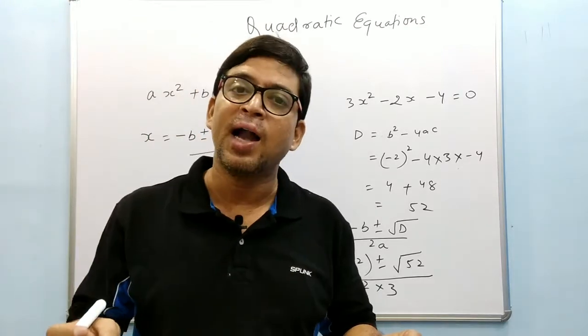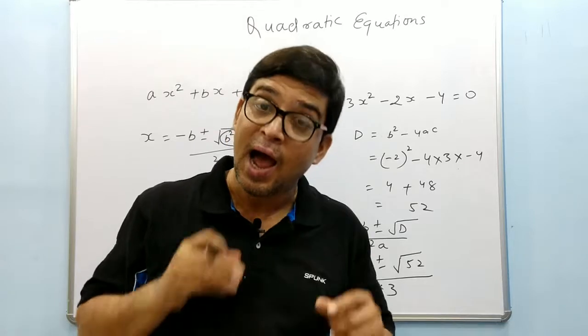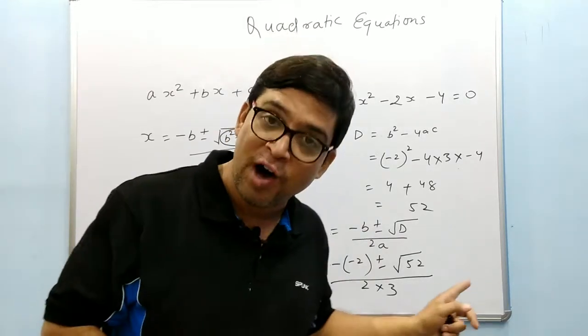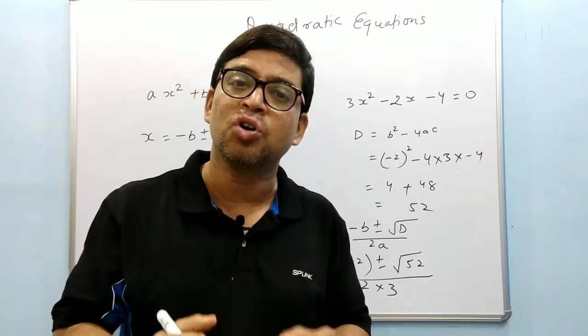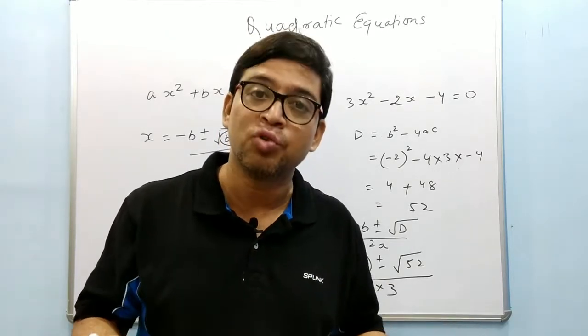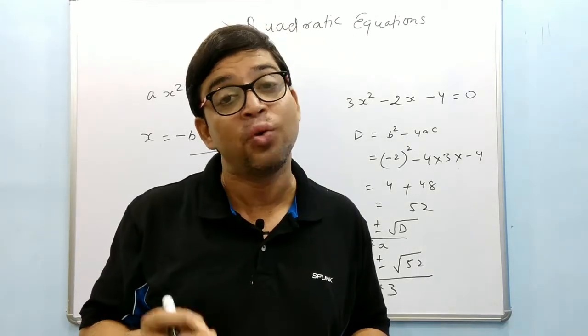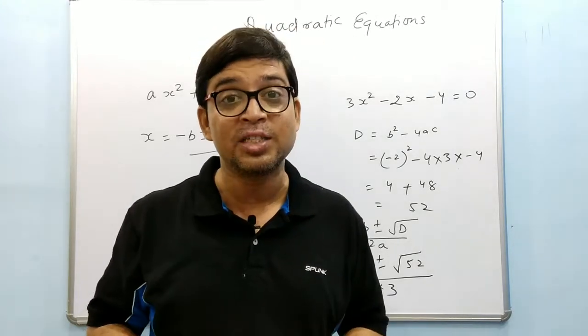So we learned to get the value of x by factorization and with the help of the formula also. We also got the condition when the roots will be real, when the roots will be equal, and when the roots will not exist, no real roots. Hope you are understanding this basic. Thank you.